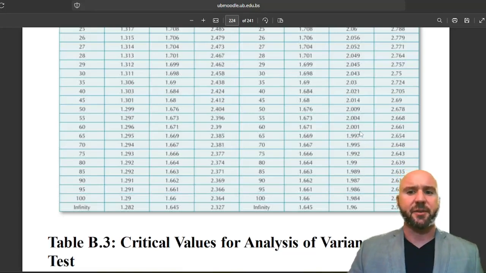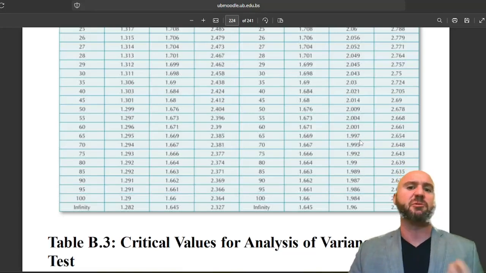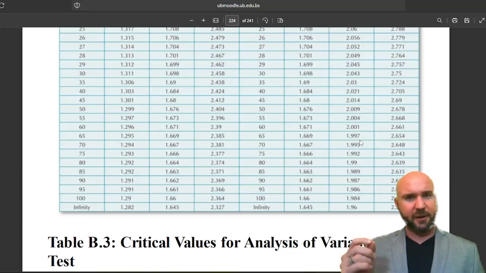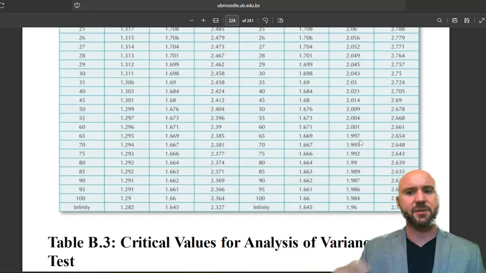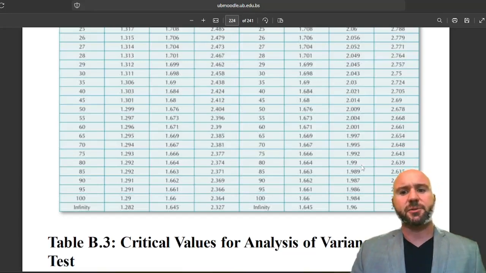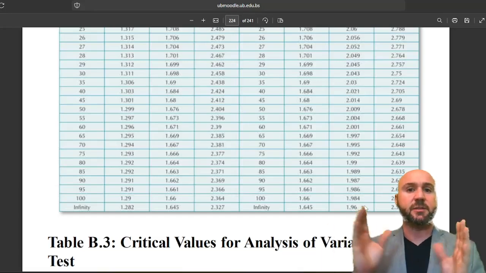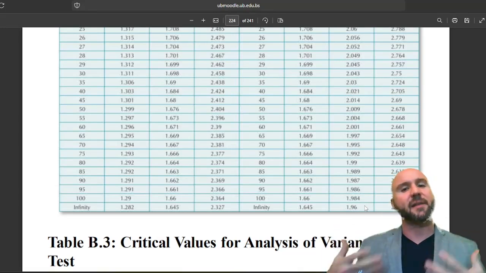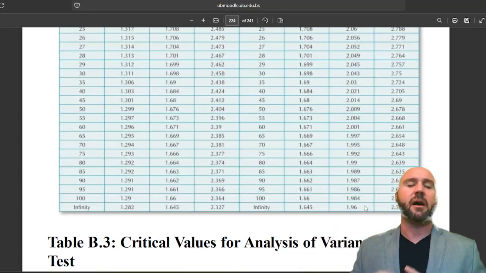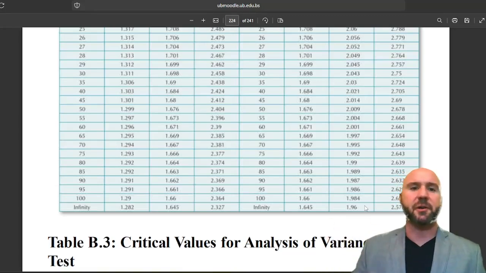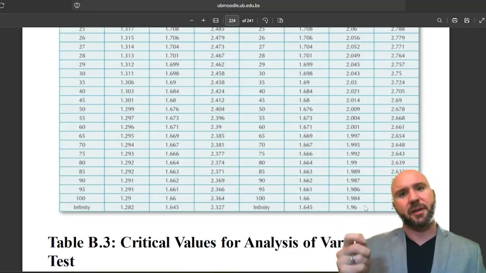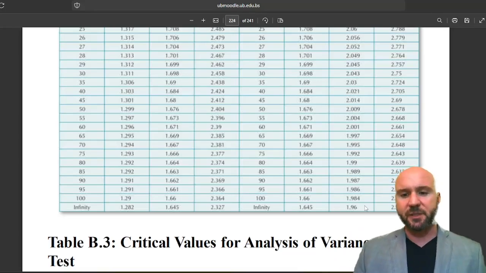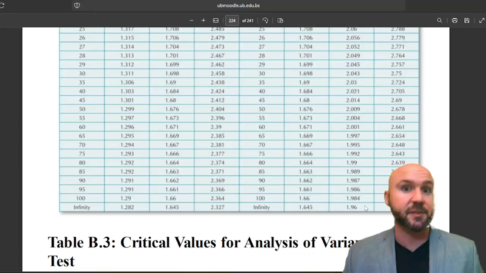Here you can see the difference is so small. This is in the thousandths, very, very tiny differences. So as you get closer to infinity, we have this number 1.96. Typically 1.96 is the widely accepted critical value of studies that have sufficiently large sample sizes. So 100 and beyond, you're getting pretty close to 1.96. So, 1.96, get it?